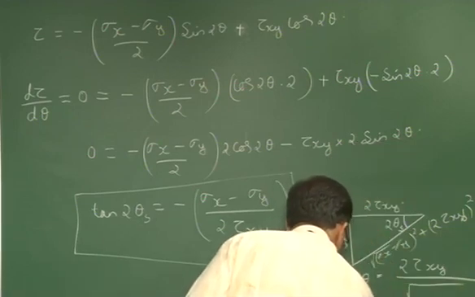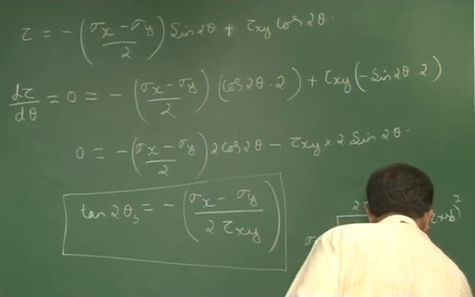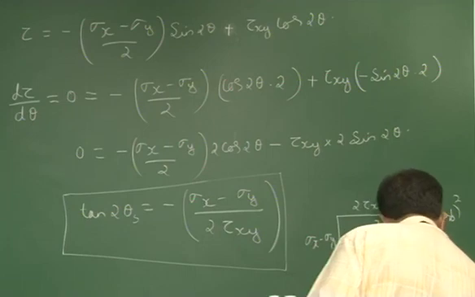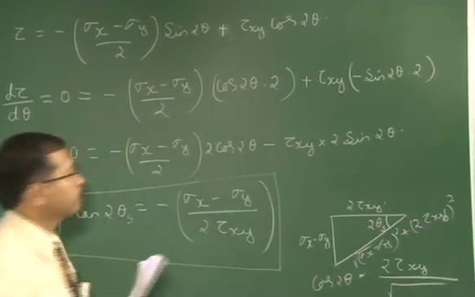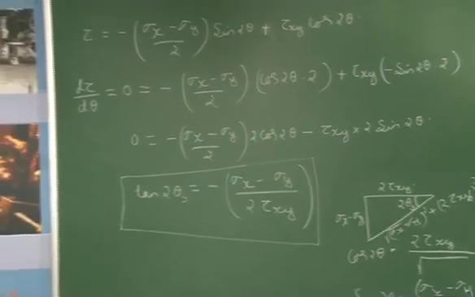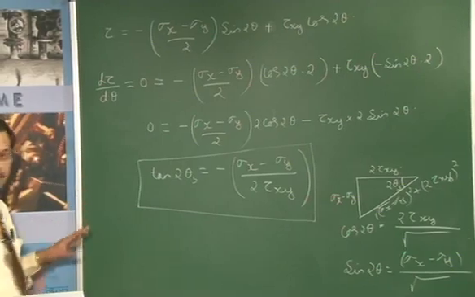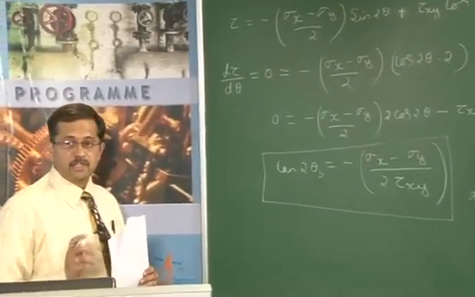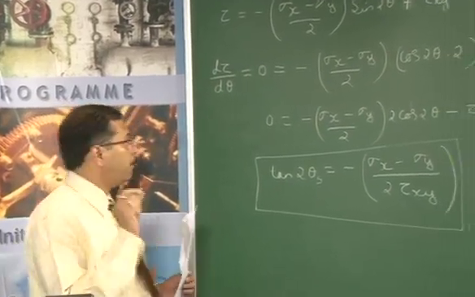Similarly, sin 2 theta would be equal to sigma x minus sigma y divided by whatever we have under root. That is what we get for sin 2 theta. Now using these values for cos 2 theta and sin 2 theta, we would derive the expression for the normal stress acting on the maximum shearing stress plane.